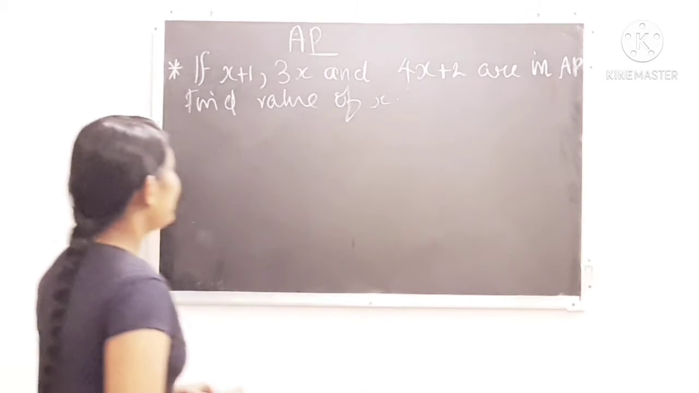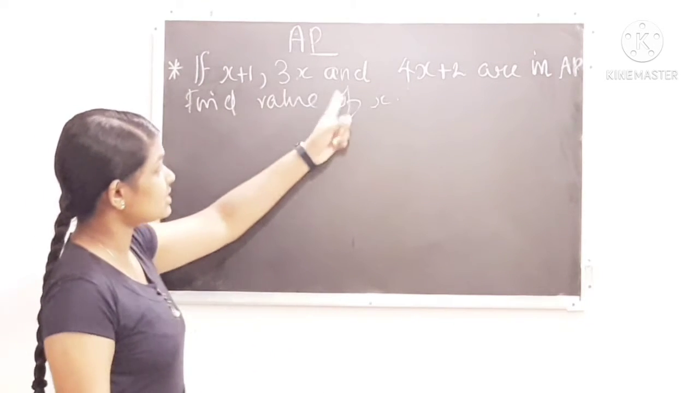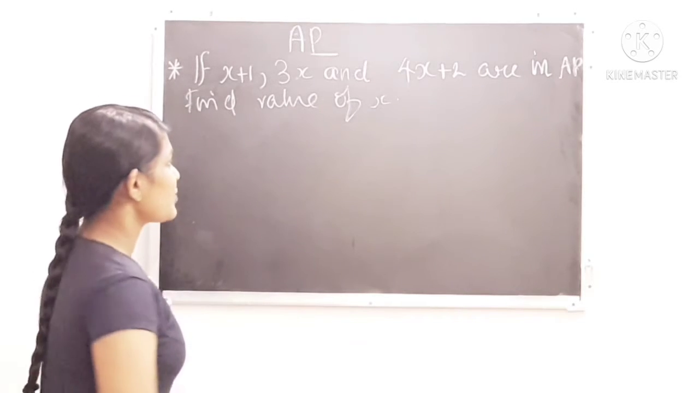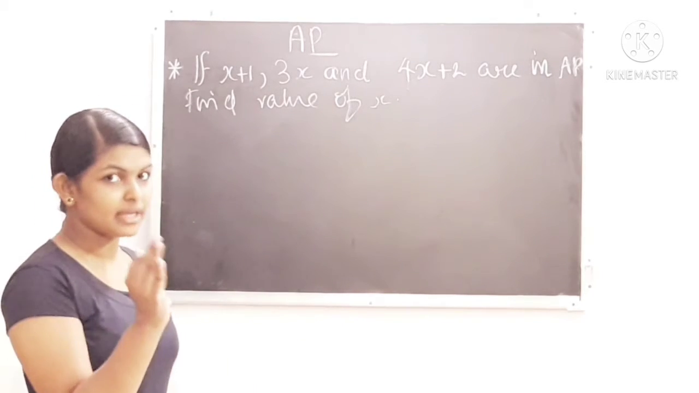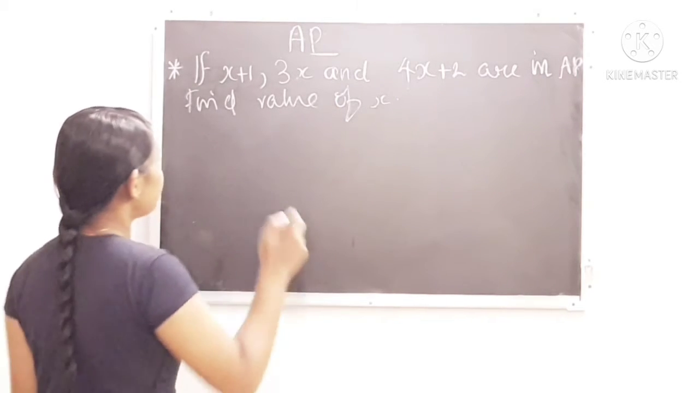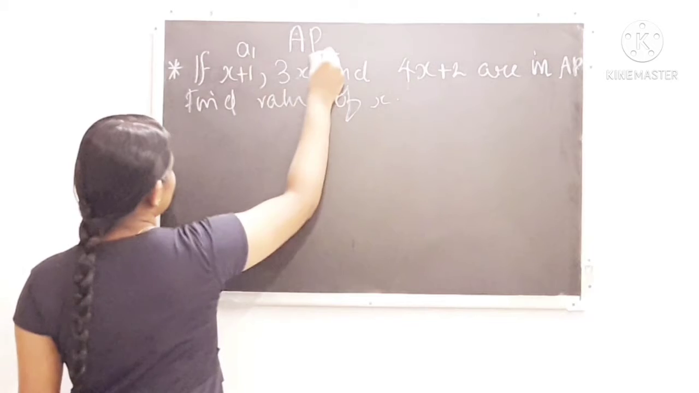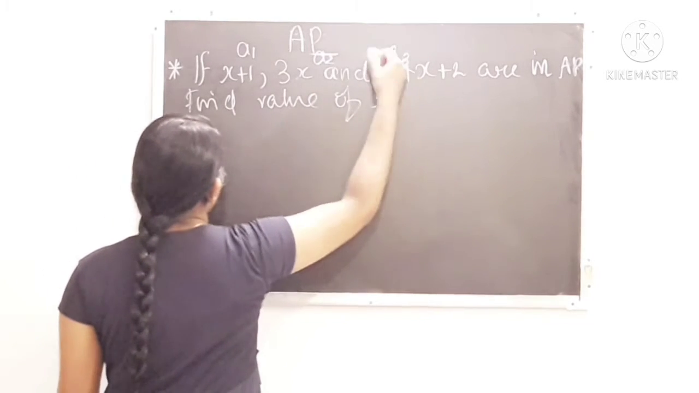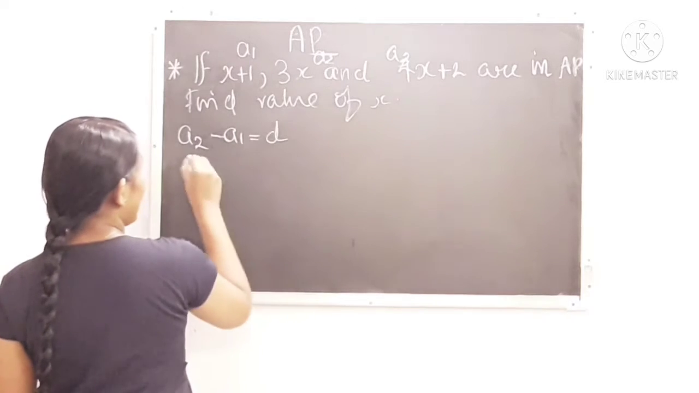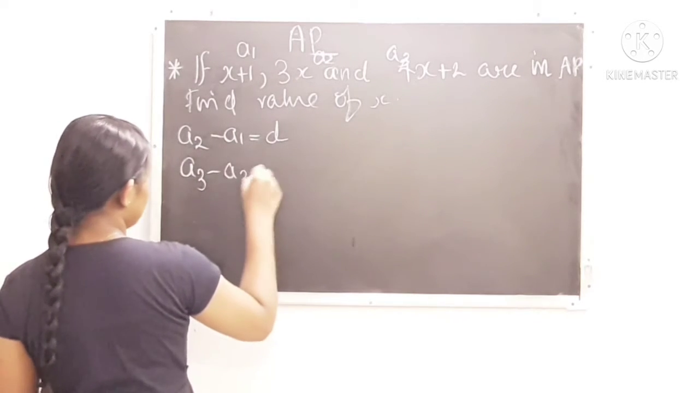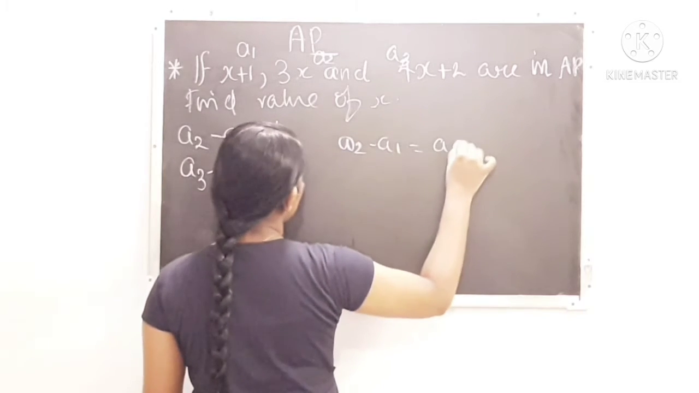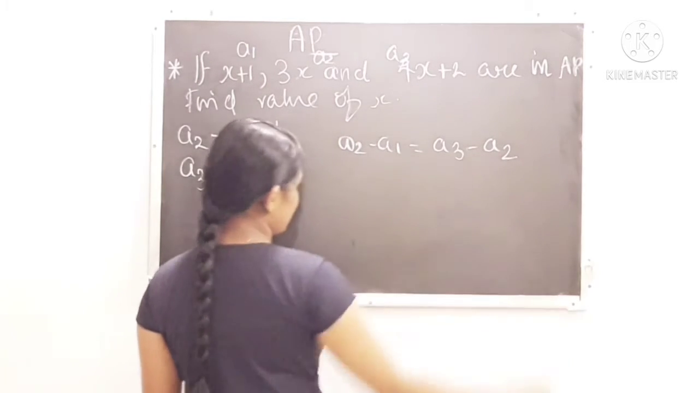The question is, if x plus 1, 3x and 4x plus 2 are in AP, we have to find the value of x. We already discussed that in an AP, the difference between any two consecutive terms remains constant. If we take the first term as a1, the second as a2 and the third as a3, we can say that a2 minus a1 equals d, and also a3 minus a2 equals d, which implies that a2 minus a1 equals a3 minus a2, because the common difference of any consecutive terms will be the same.